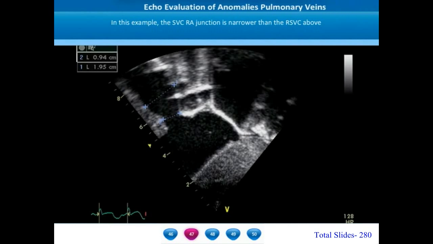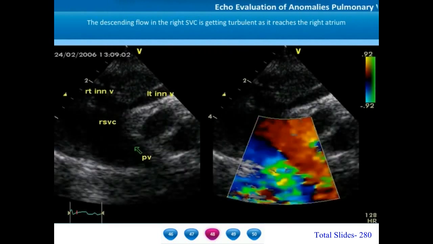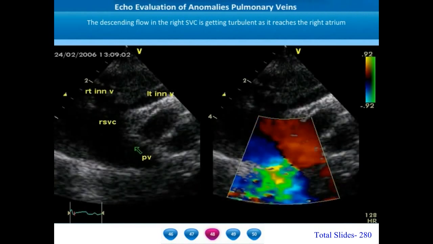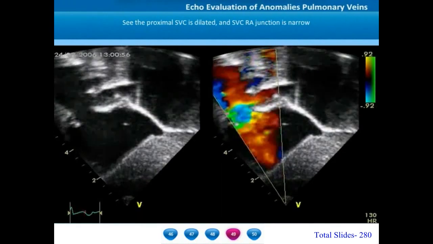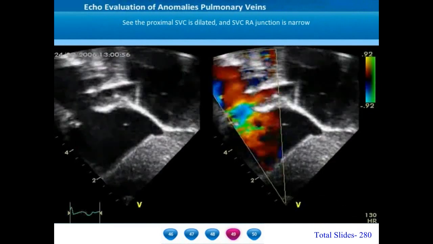When we measure this cavo-atrial junction on subxiphoid short axis view, we find that the distal right superior vena cava is almost around 2 centimeters, whereas the cavo-atrial junction is only about 9 millimeters. This is a suprasternal view of the same patient. We identify that the right superior vena cava is grossly dilated, getting a blue color. However, at the superior vena cava right atrial junction, there is an obstruction causing a mosaic appearance. While the superior vena cava above is well dilated, the cavo-atrial junction is significantly narrowed.